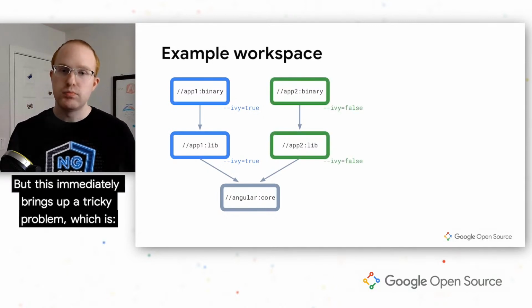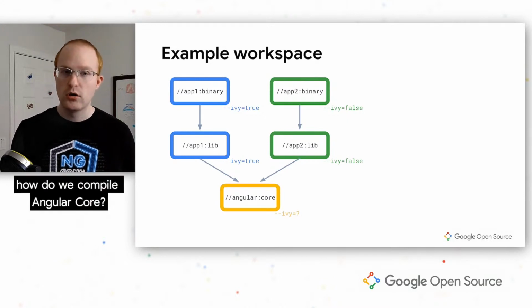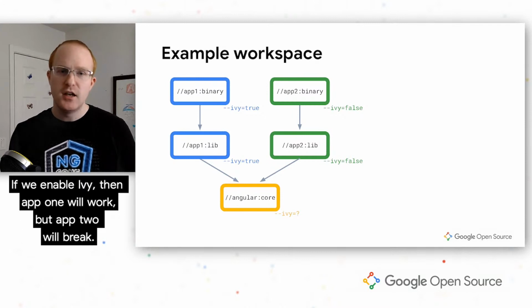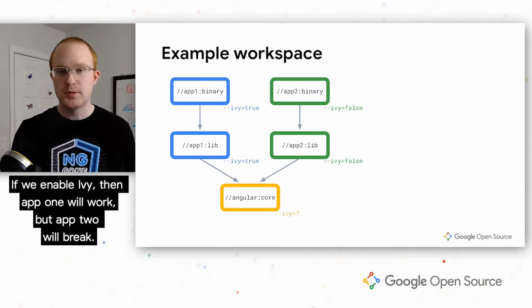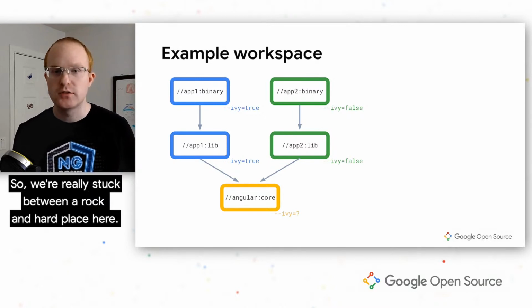But this immediately brings up a tricky problem, which is how do we compile Angular core? Since it's just a regular ng module, there's nothing special about it. If we enable ivy, then app1 will work, but app2 will break. And if we disable ivy, then app1 fails, but app2 works. So we're really stuck between a rock and a hard place here.